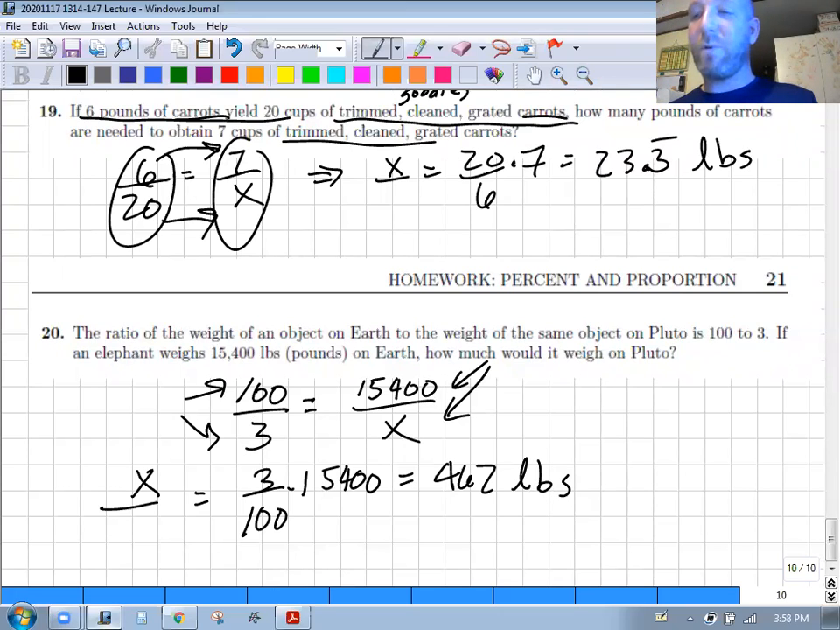That's why weight isn't the same thing as mass in physics. Mass doesn't change no matter where you're at in the universe. But the weight of something does, because it depends on the gravitational force exerted on that mass.